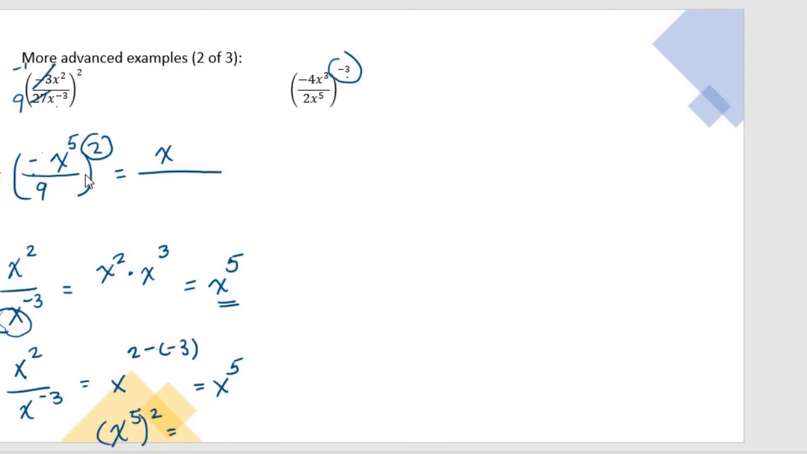What does our rule tell us to do? It says in this situation we're going to multiply those exponents. So we get x to the power of 10. The denominator, 9 to the power of 2, or 9 squared, is 81. And that's the end of this first problem.